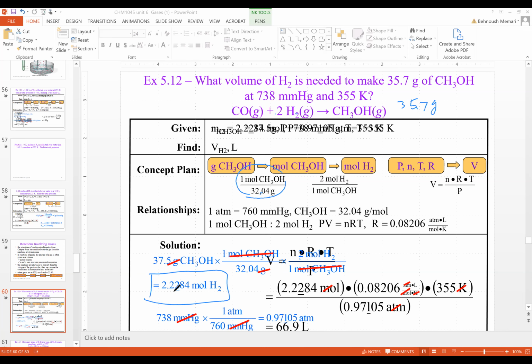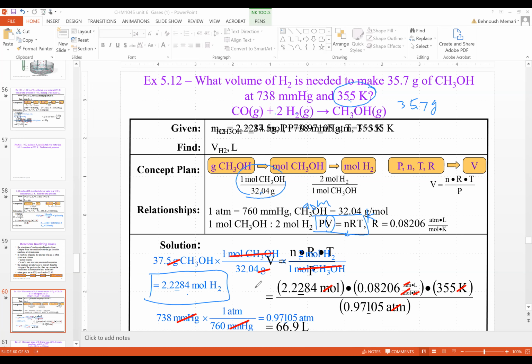So we have the number of moles of hydrogen needed, and the condition is not STP. How do we know the condition is not STP? Because for STP, the temperature should be 273 K and the pressure must be 1 atm. So this is not STP. If it's not STP, we use the ideal gas law. When using the ideal gas law, temperature must be in Kelvin and pressure must be in atm. The number of moles is always the number of moles, and we are looking for V.